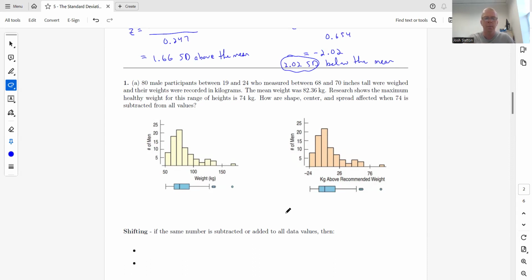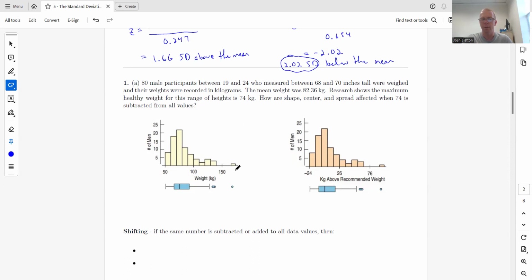We don't have to worry about the precise center, but if you look at the range of data, 50 to 150, 100 would be in the center of that. We could call this the center of the histogram. Whereas over here, negative 24 to 76, that's still the same range, still a range of 100. And now 26 is in the center. So the center has definitely shifted, and not coincidentally, it shifted by 74.